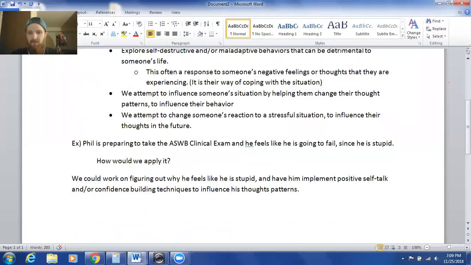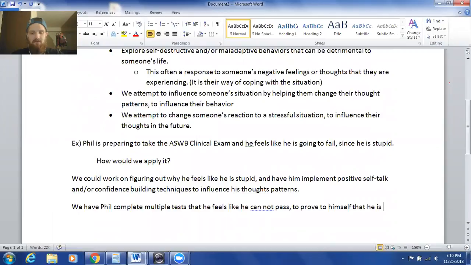That is the thought side of it. The behavior side of it, we have Phil complete multiple tests that he feels like he cannot pass to prove to himself that he is smarter than he believes. So that's like the two-edged sword there within that.